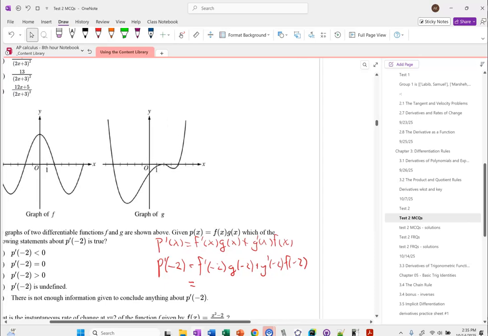So f prime of negative 2. So that's going to be that slope. Everybody agree? Positive, negative, or 0? Positive.